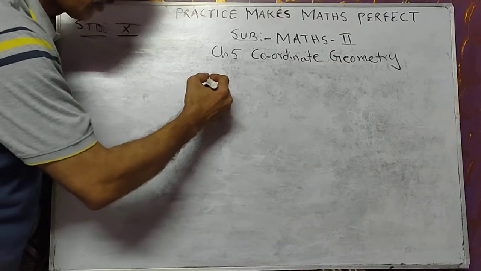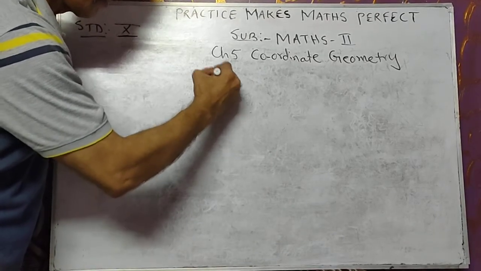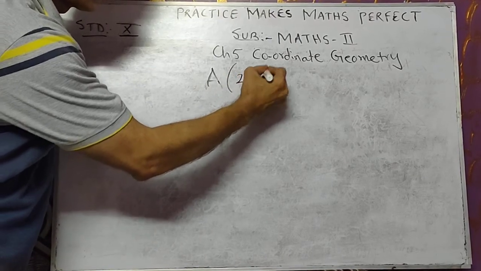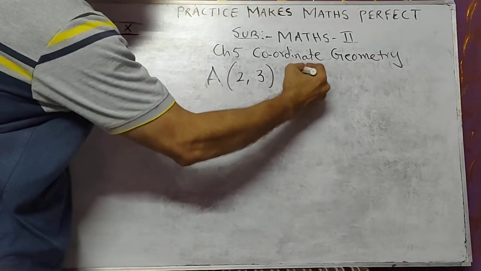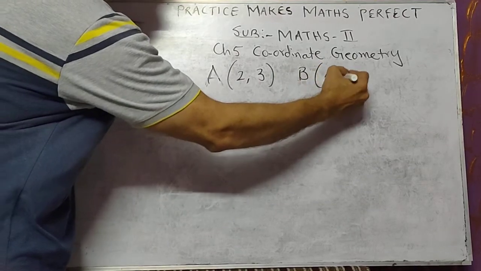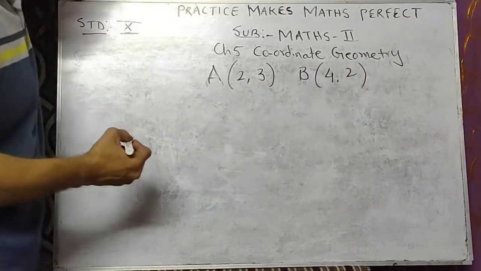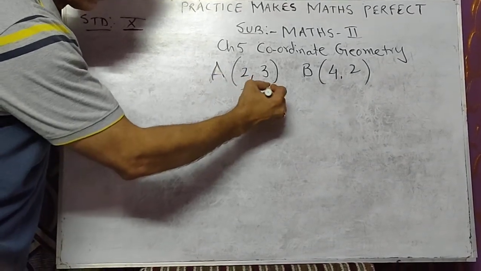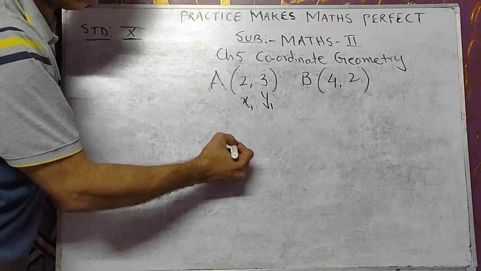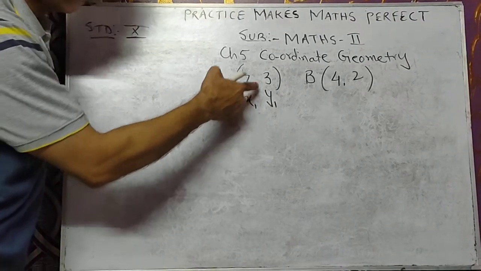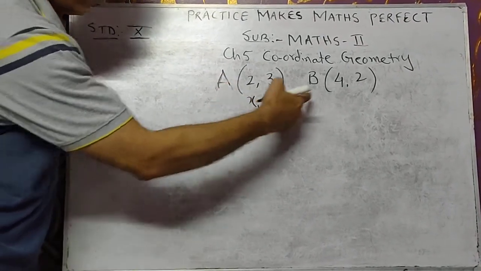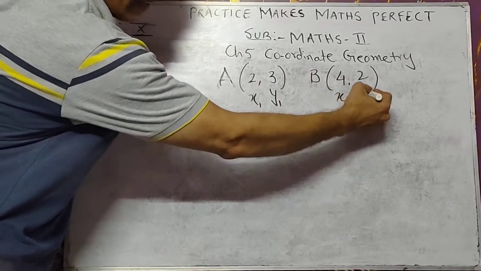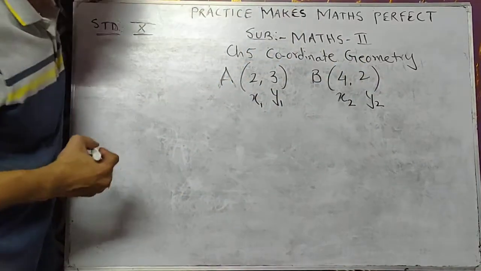So suppose coordinate of A is 2, 3 and your B coordinate is 4, 2. Example. So this is x1, this is y1. This first coordinate is of x, second coordinate is of y. And for B, this will be x2 and this will be y2.